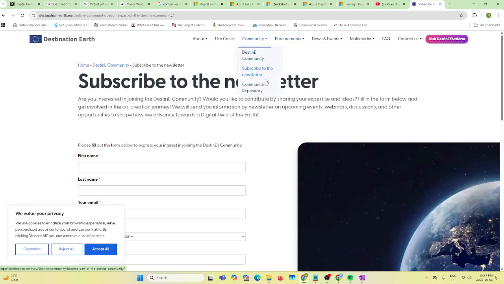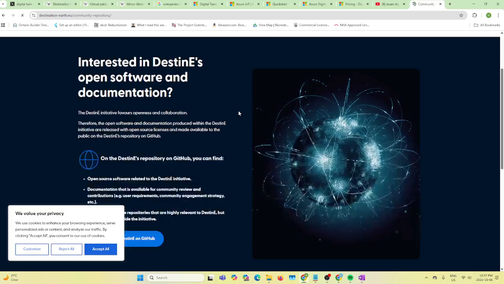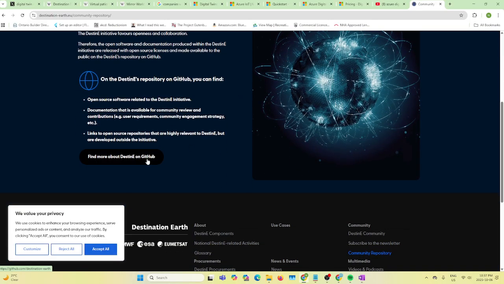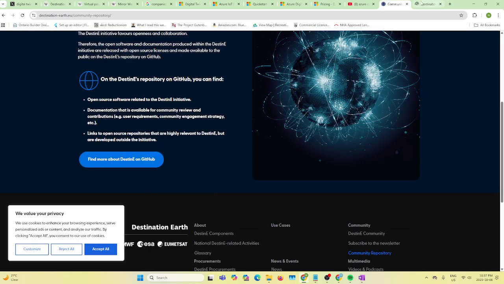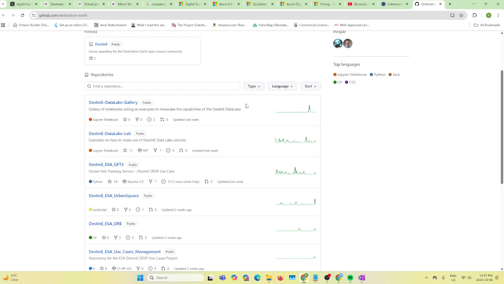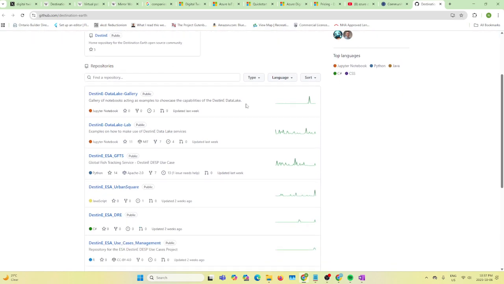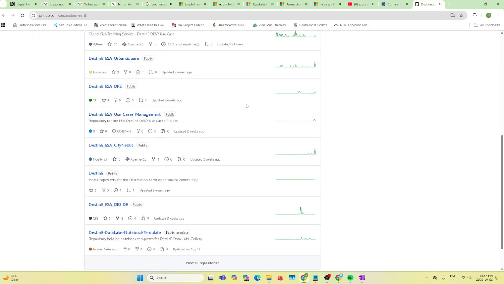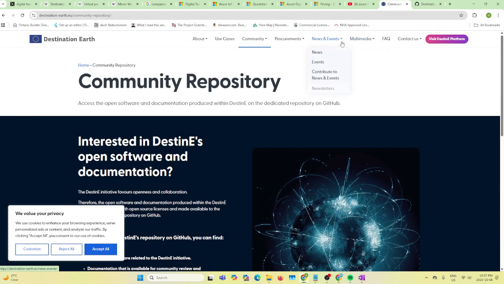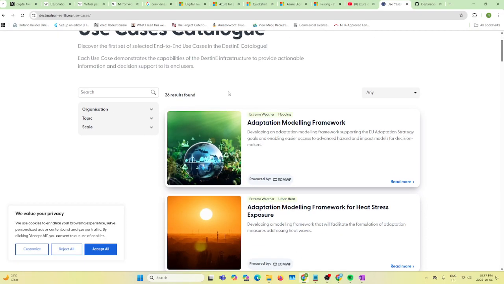Community repository. Oh, what's that? Community repository. Interested in Destiny's open software and documentation? Hell yeah. Okay, well, I am gonna follow this one. Destiny Data Lake Labs. Ooh, fun stuff. Okay, will eventually come there. Multimedia, FAQ. These are like amazing work projects going on. What the hell, man? Should be contributing, helping out.